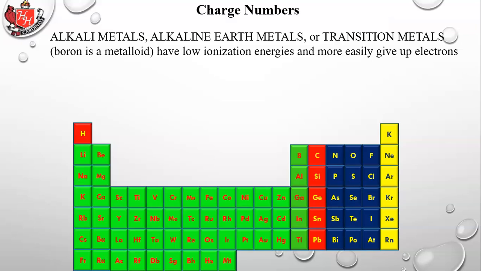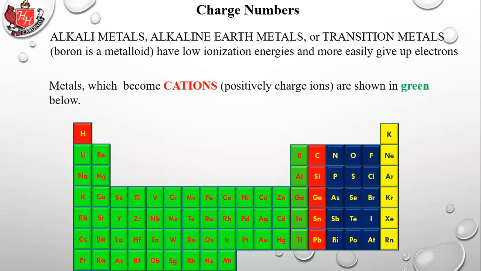Alkali metals, which are on the far left column with the exception of hydrogen, that's lithium, sodium, potassium. Alkaline earth metals, that's the second column, beryllium, Be, Mg, magnesium, Ca, calcium. Or transition metals, and boron is a metalloid, have low ionization energies and more easily give up electrons. So that's everything that you see in green. Metals, which become cations, positively charged ions, are shown in green below.